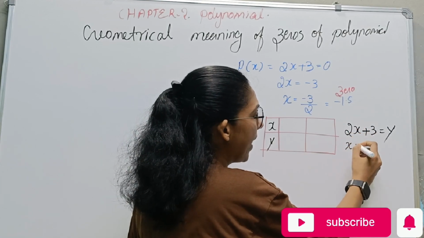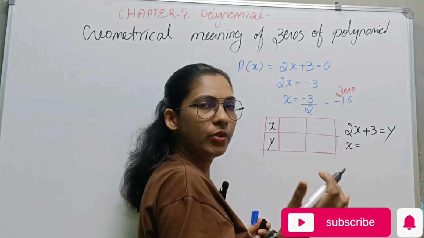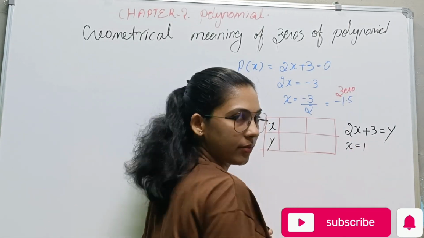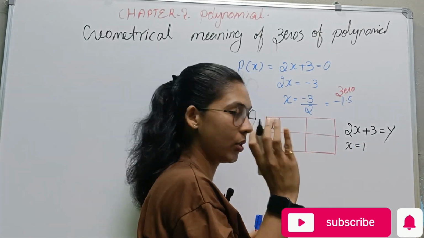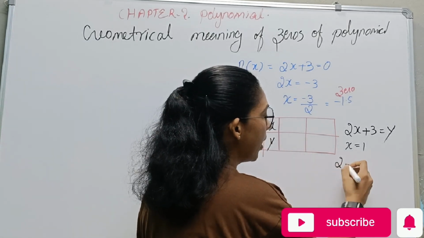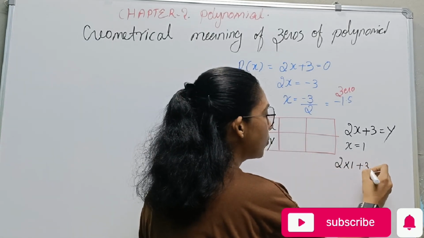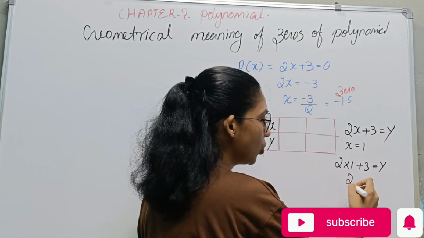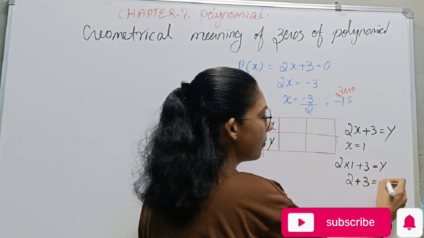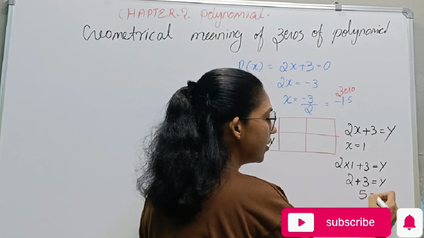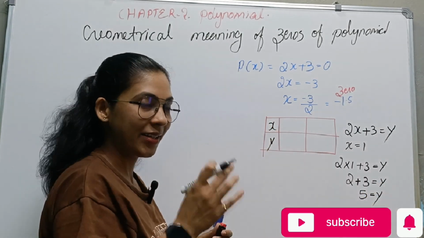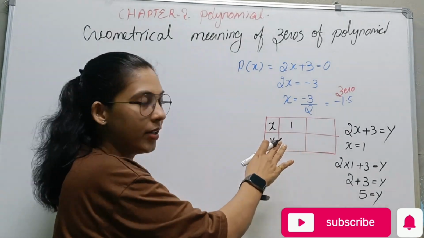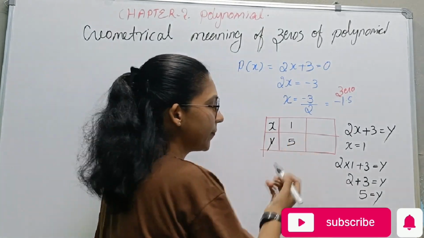Then we have to use any points for x. Here I am selecting x as 1. In the first case, we take x is equal to 1. Then 2 into 1 plus 3 is equal to y. What is 2 into 1? Which is 2, plus 3 is equal to y. That is 5 is equal to y, that is y is equal to 5. So if we consider x as 1, then y will be 5.